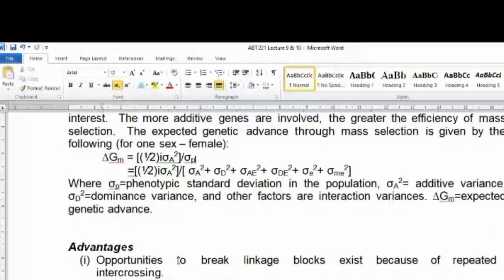What are the advantages of this? This gives us opportunity to break genetic linkage blocks because we are doing what is called repeated intercrossing. It's also applicable for autogamous species like the grasses and the legumes.